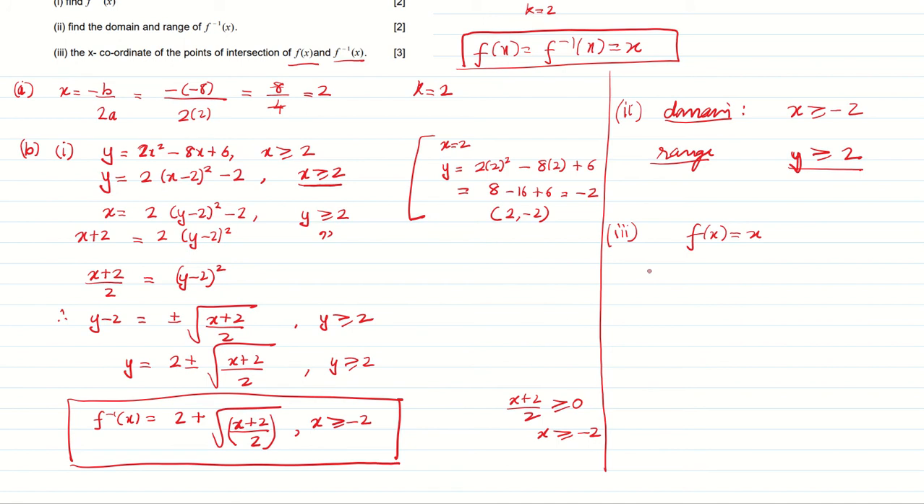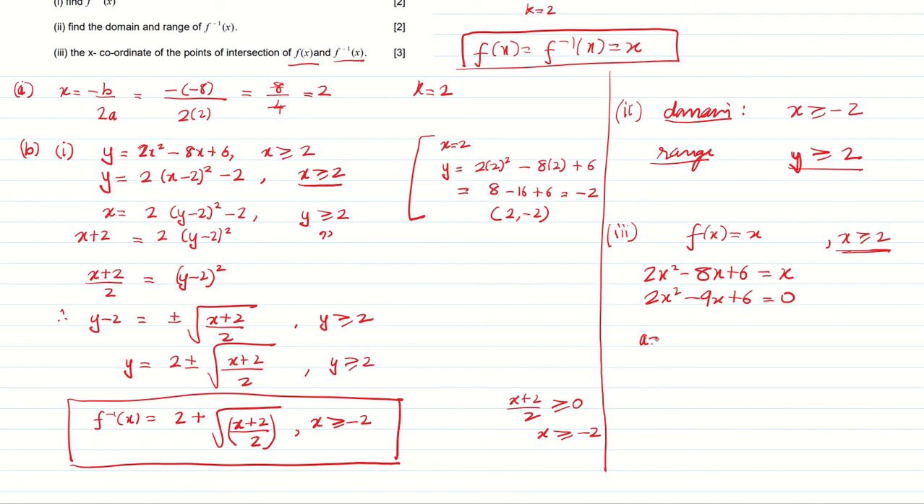So my function is 2x square minus 8x plus 6. You make it equal to x. Transfer all terms to one side to get your quadratic equation. Now remember, my function is defined when x is greater than or equal to 2. I did not forget that. So that domain is always there. You have to make it a one-to-one function.